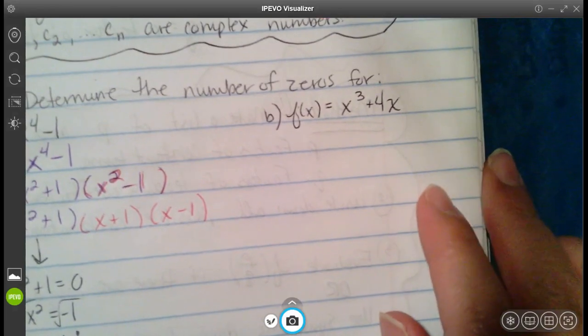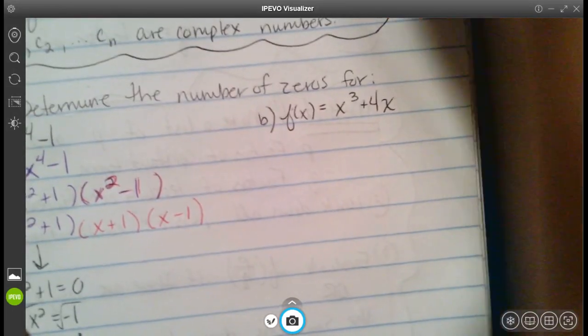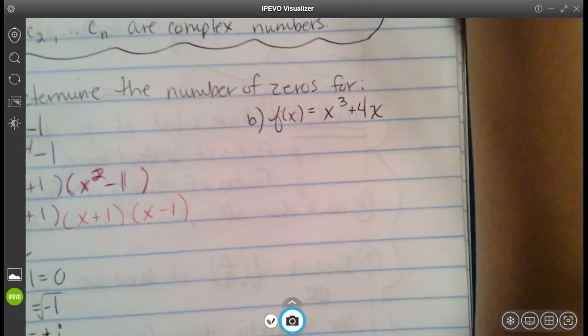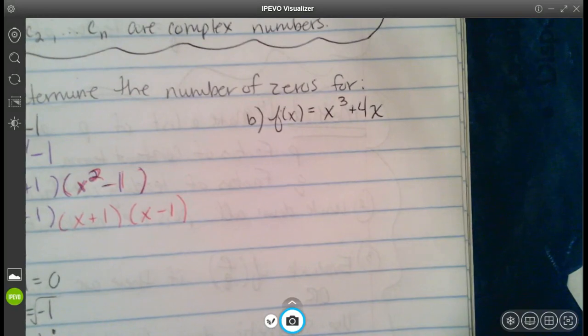So for this one, we have f of x equals x cubed plus 4x. Let me try to center that out. There we go. So we're going to do the same thing. We're going to go ahead and set this equal to 0.